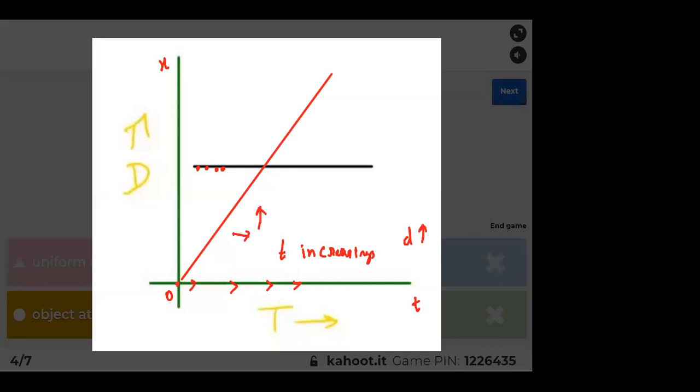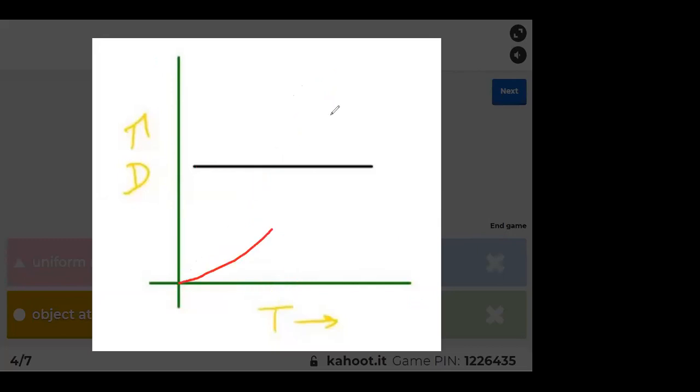This is increasing, so this also goes up. Yes or no? Right? And this is a uniform motion because it's a straight line. Okay? Right? So this is a uniform motion because it is a straight line.